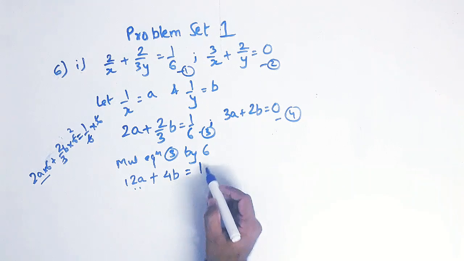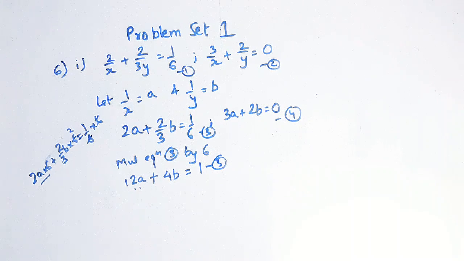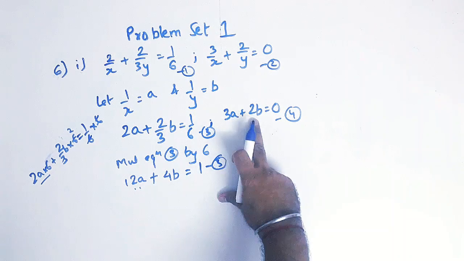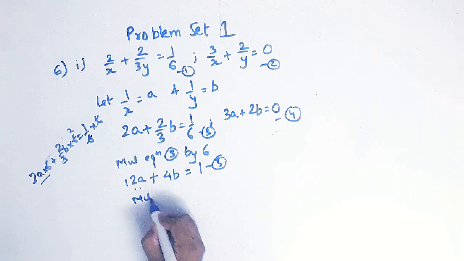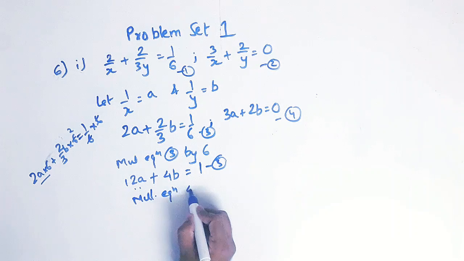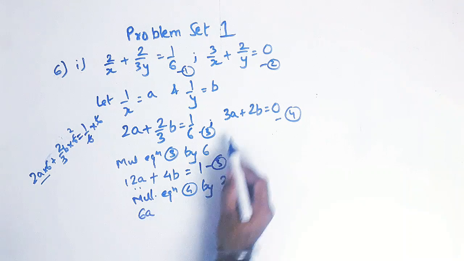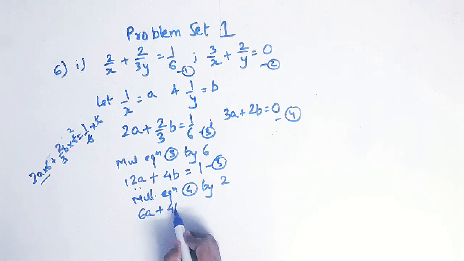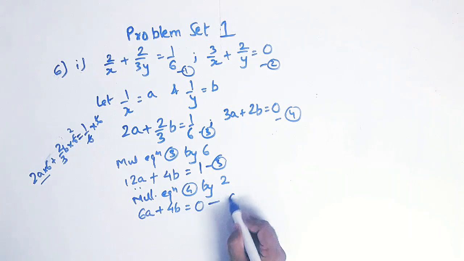Then you got a new equation, the fifth one. Now you can see the fourth and fifth one. This is 3a, this is 12a. Still we can equalize. This is 2b, this is 4b. So we can make this 4. So what will I do? Multiplying equation 4 by 2. What will we get? 6a plus 4b equals 0, since 0 into any number is 0. So we got a new equation, equation number 6.